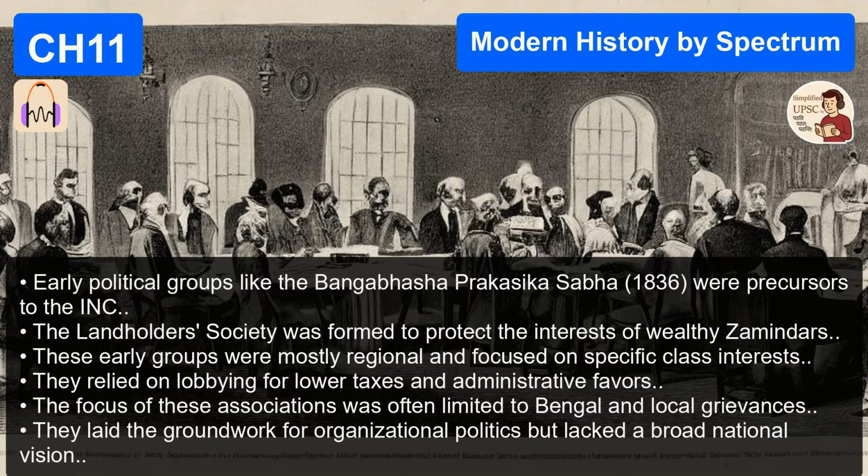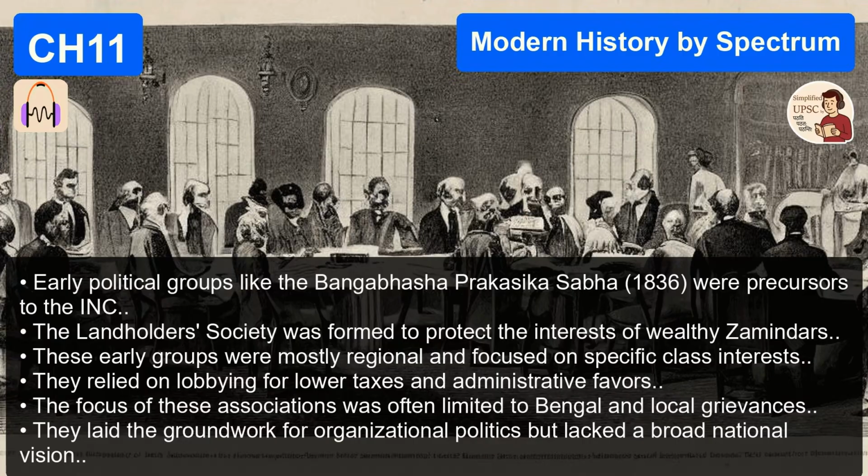Because earlier in the 19th century, you did have political groups. You had the Bangapasha Prakasika Sabha way back in 1836. Right. That was associated with Raja Rammohan Roy's circle, wasn't it? Yes. And later you had the Landholder Society. But look at that name. Landholder. It's pretty self-explanatory.